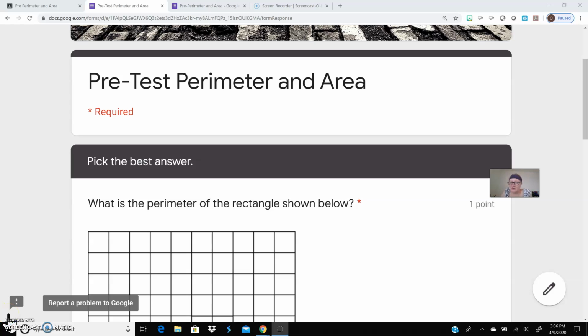Hi students, I'm going to go over the pre-test perimeter and area. So if you don't remember, perimeter is to add, area is to multiply.